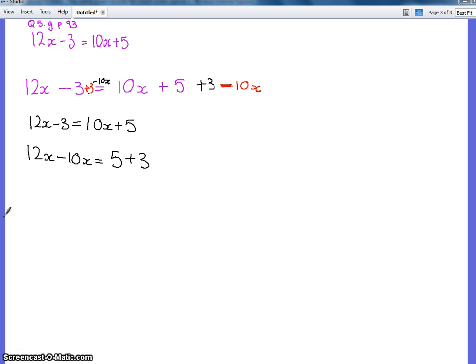Yeah? Now I think once you get it to that, you're okay. The big point for you, Jess, is to get it to that point. Okay? So 12x take 10x leaves you with 2x equals 8. Have we got x on its own yet? No.